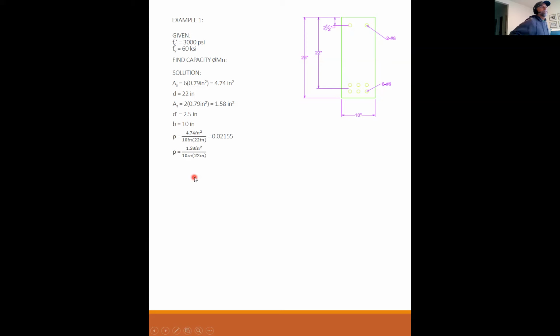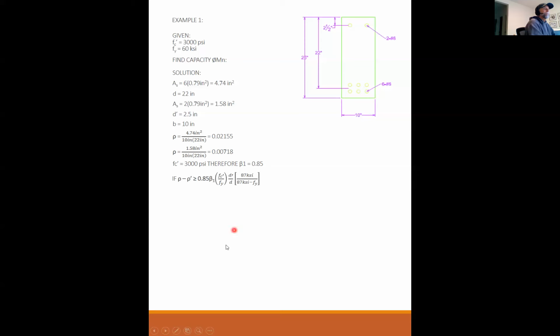I'm getting really frustrated. I missed all these primes. Rho prime is equal to 1.58 square inches over 10 times 22. Again, this is not d prime, this is d, and that is 0.0718. f'c is 3,000 psi, therefore beta 1 is 0.85.